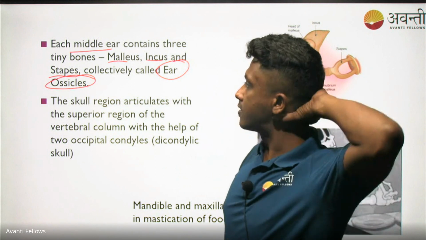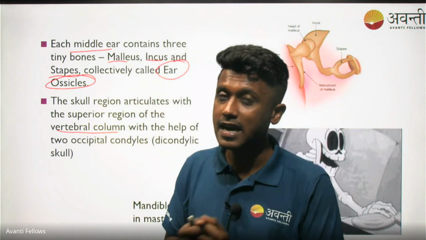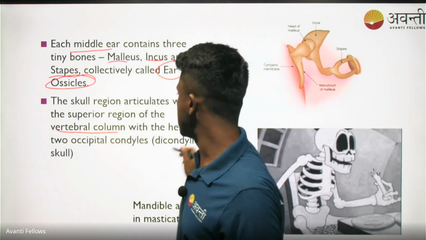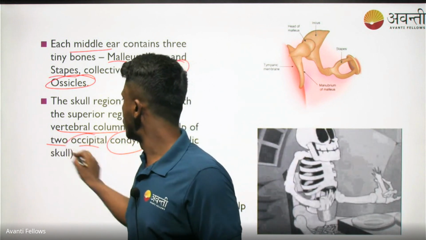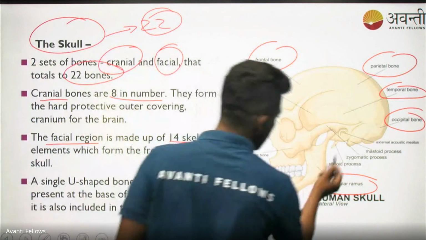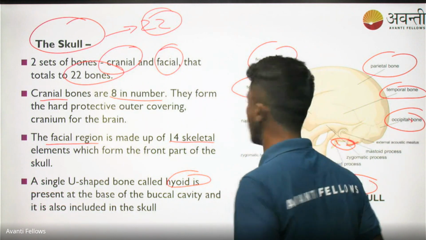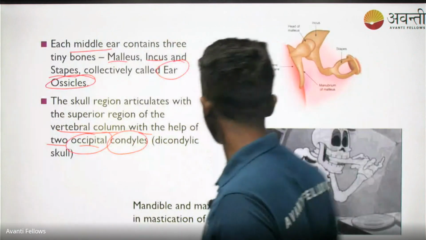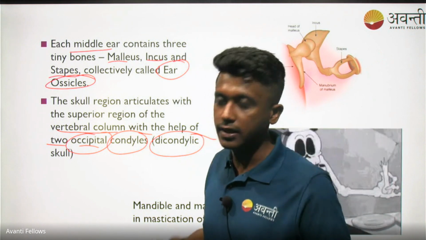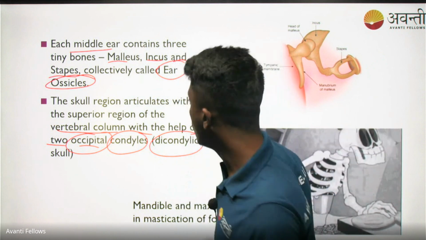The skull has a very good association with the vertebral column. That means it articulates, or is attached, with the skull. This articulation, the attachment of the skull with the vertebral column, happens with 2 occipital condyles, at the base of the skull. So here, in the occipital bone, there are 2 occipital condyles like this. That is why we call it a dicondylic skull. Dicondylic means there are 2 occipital condyles that help in the attachment of our skull with the vertebral column. You have to remember the vertebral column is attached to the skull through the occipital condyles.